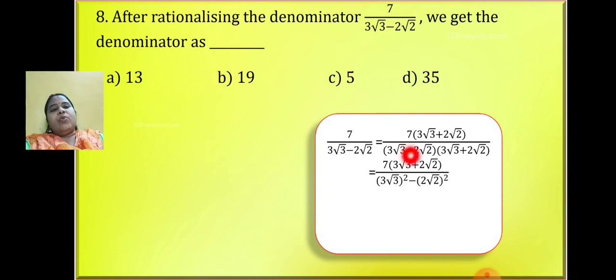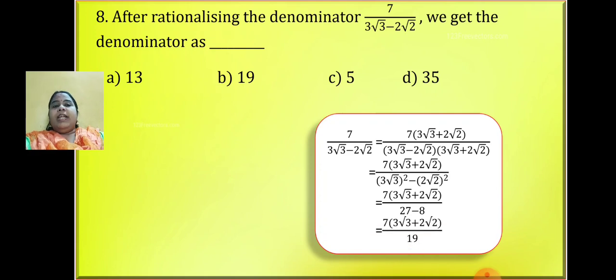Now how to take the square also? 3 square is 9. Root 3 into root 3 is 3. 9 times 3 is 27. We get 27 here. What about this? 2 square is 4. Root 2 into root 2 is 2. So 4 into 2 is 8. So in the denominator we get 27 minus 8. That is nothing but 19.